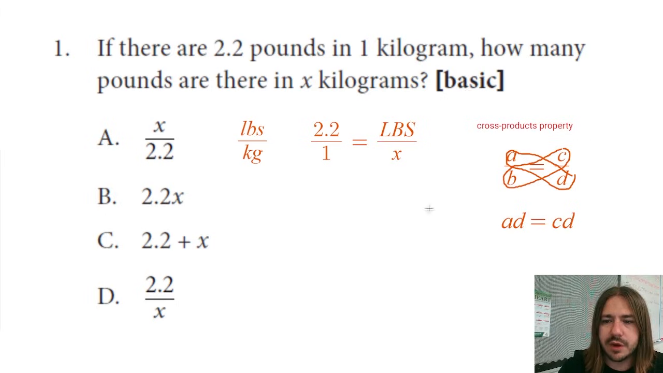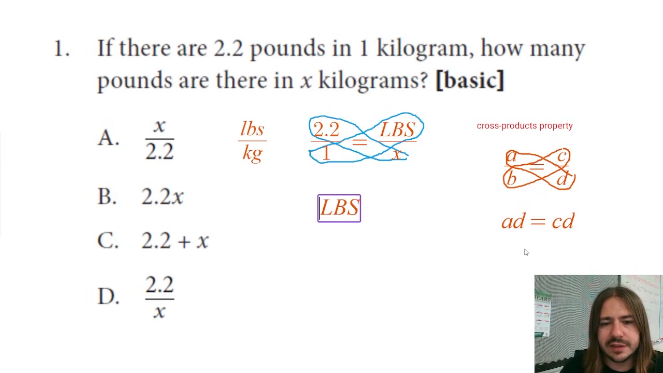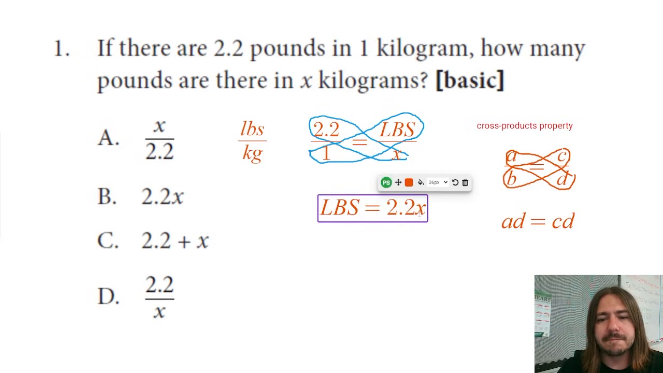And so that's kind of what we're going to do here. This cross products property, we're going to multiply 2.2 by X, and then 1 times our pounds. Now 1 times anything is just going to be the anything. So 1 times the number of pounds that we're looking for is just going to be the number of pounds. You could stick a 1 in front of it, but you don't need to. And then that's going to equal 2.2 times X. And that's basically it. The number of pounds in X kilograms would be 2.2 times that number.